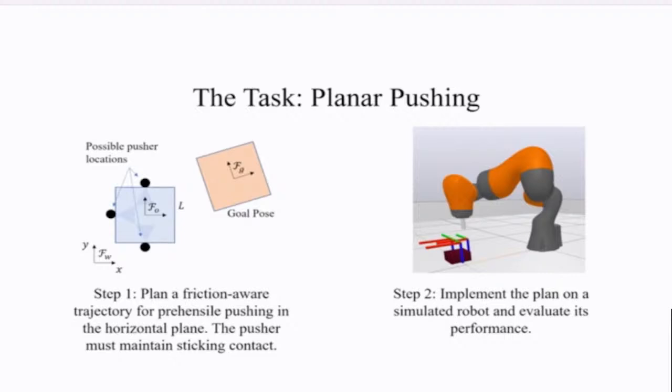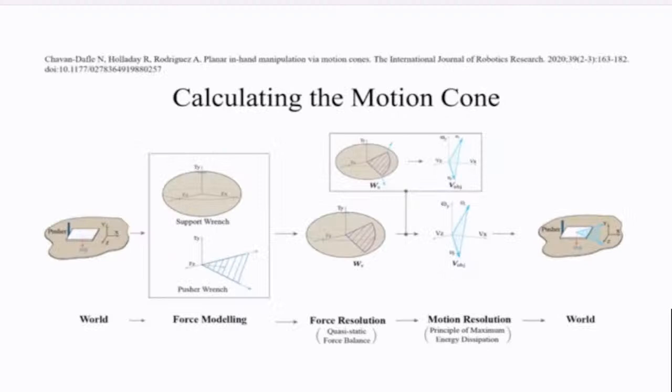We limit the positions around the edge of a block at which a push can be applied to it. As we learned in class, a pusher at each of these locations can exert a force on the block that lies within a friction cone, determined by the coefficient of friction between the pusher and the block. If the pusher attempts to apply a force on the boundary of this cone, then it will slip. Motion cones can be viewed as an extension of friction cones. We use them to represent the set of possible twists that can be induced on an object by an external wrench. This diagram shows the general process for determining the motion cones for our particular task.